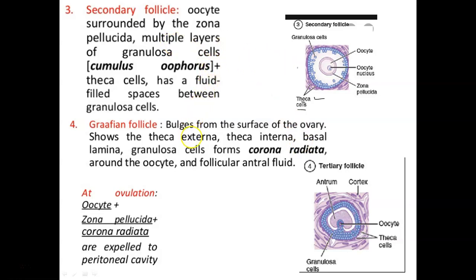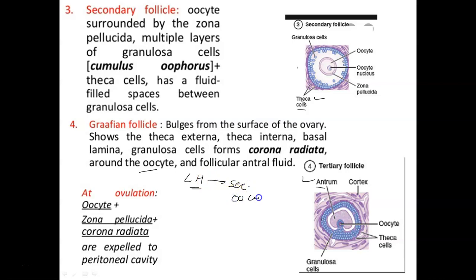After the secondary follicle, then the tertiary follicle. This tertiary follicle is characterized by the presence of an antrum, or cavity. Antrum is a fluid filled space between granulosa cells. You can see here, this is the antrum, and those are the granulosa cells surrounding the fluid filled space. Here are the granulosa cells, this is the oocyte, and these are the theca cells which are going to form the theca interna and theca externa of the graafian follicle. The oocyte is surrounded by, of course, the zona pellucida layer, right?